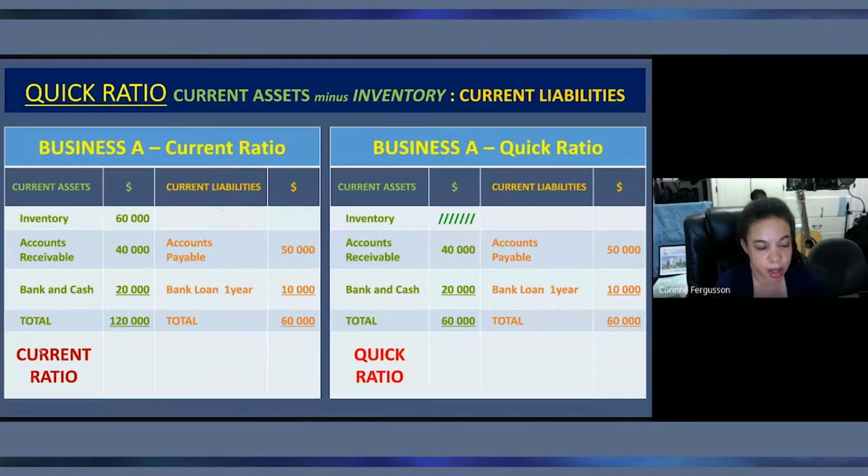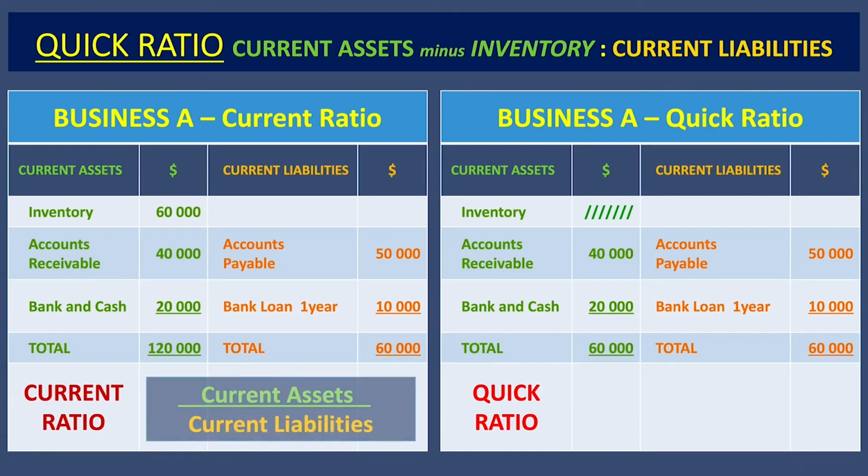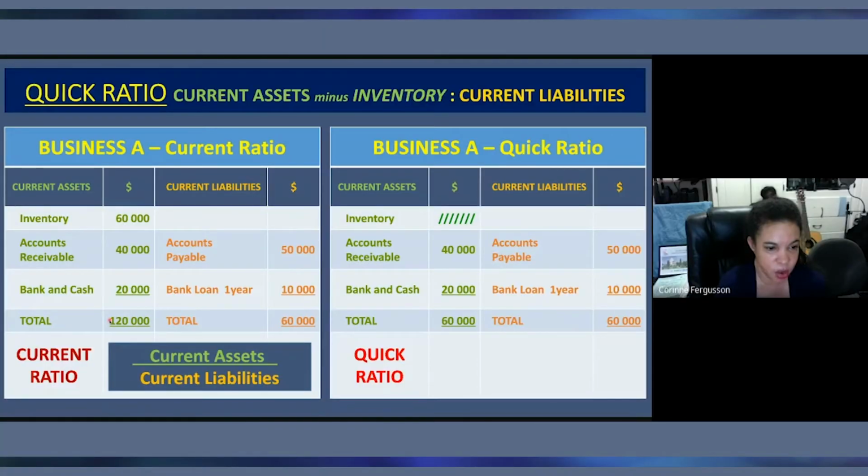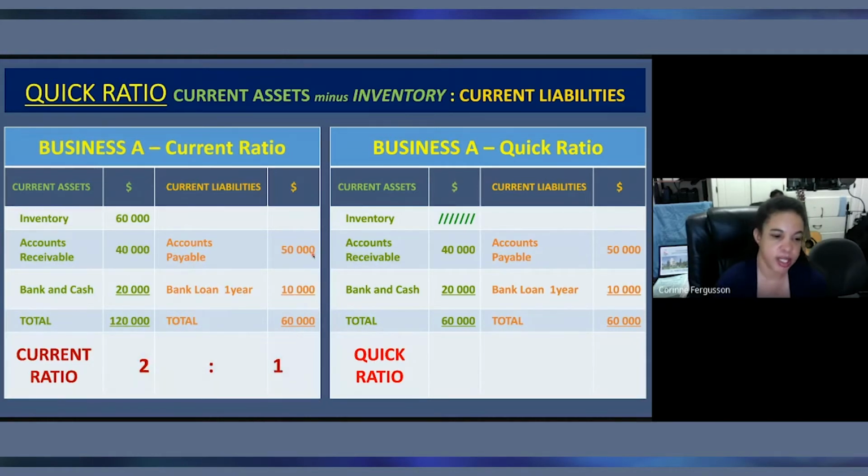Remember, our formula for our current ratio would be your total current assets. You see your total here, 120,000, over your total current liabilities, and you see your total here, 60,000. So you plug in these figures, 120,000 over 60,000, and the answer you will get is 2. Add your colon 1, so you have 2 to 1. So for business A, the current ratio is 2 to 1, which is the generally acceptable ratio.